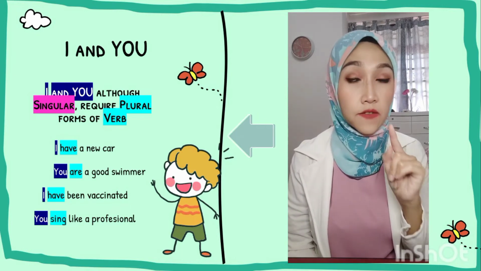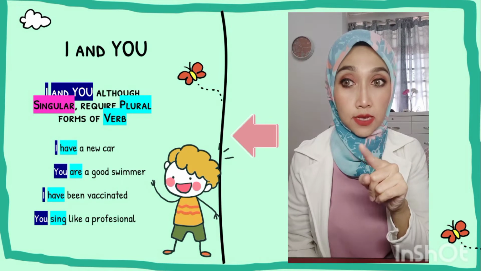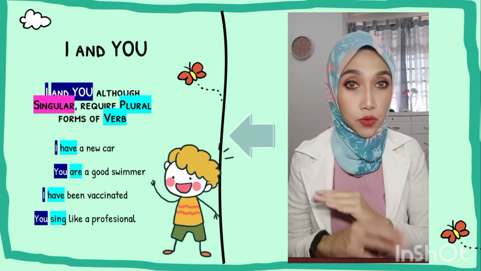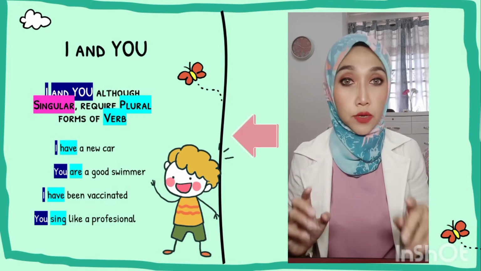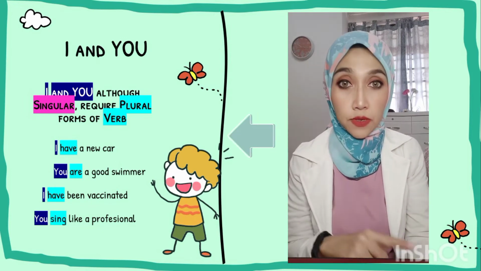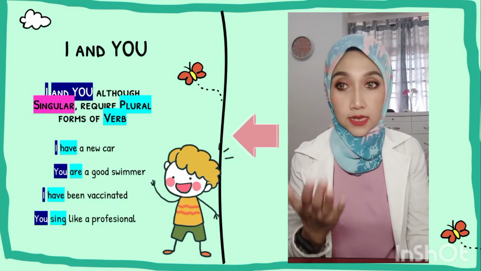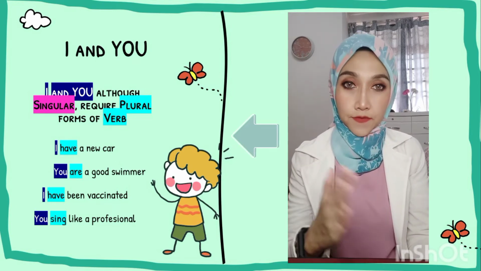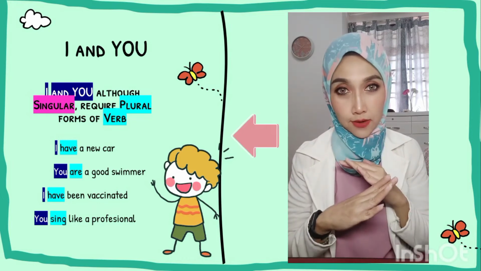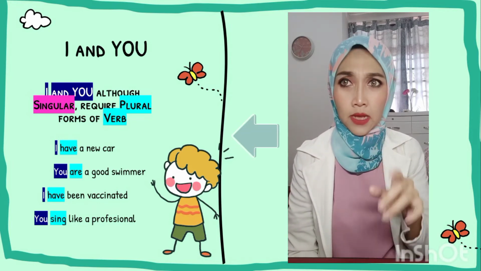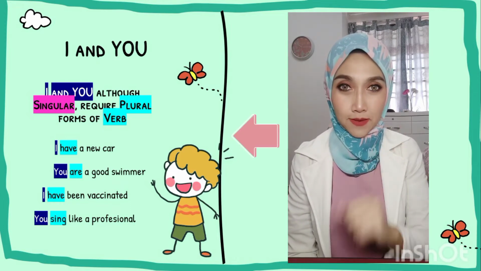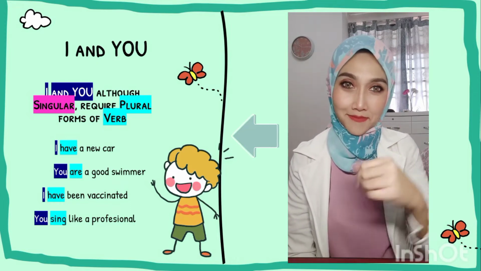And you sing like a professional. For singular verbs, you need to put an S, sings, S-I-N-G-S, right? But for you, you can't use singular verbs. You have to use plural verbs, even though it's single. You sing like a professional. "You sings like a professional" is wrong. Okay, so please remember that. I and you are special. Use plural verbs. Okay, next.